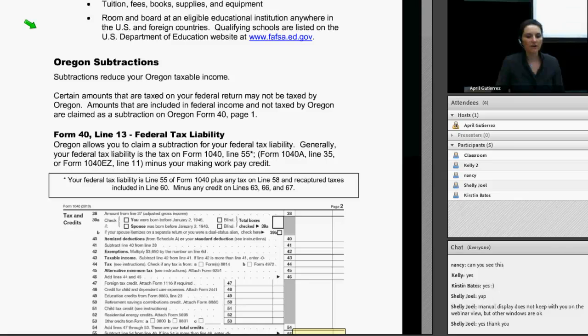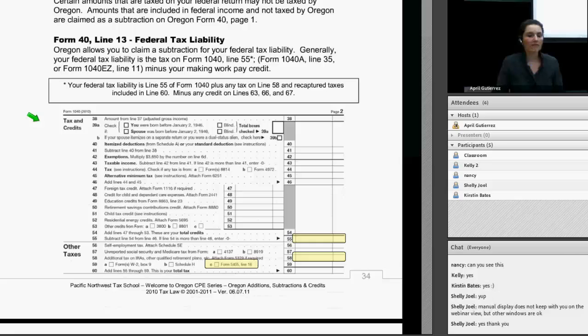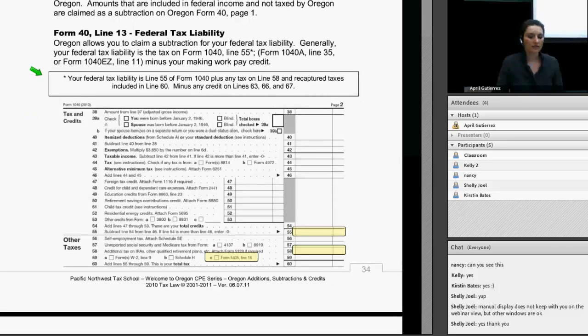Oregon subtractions. So we finished with what I have to say about Oregon additions, and you can see I've touched on just some of them, that there is a whole long list of all of the others. And you should at least read Pub 17.5 and trigger your brain cell in case they decide randomly to choose one of the others I didn't cover today. But we're now moving on to Oregon subtractions, and we're going to spend a lot more time talking about subtractions than we did talking about additions. Subtractions, of course, reduce your Oregon taxable income. Certain amounts that are taxed on your federal return may not be taxed by Oregon. Amounts that are included in your federal income and not taxed by Oregon are claimed as subtractions on Form 40, page 1.